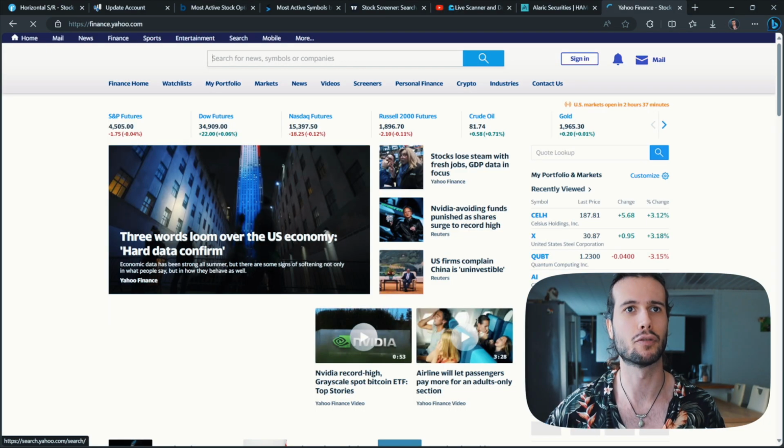We go to our next part, and that is how to analyze the stocks you find in whatever scanner you decide to use. We also have some great free tools for you. The first one is Yahoo Finance.